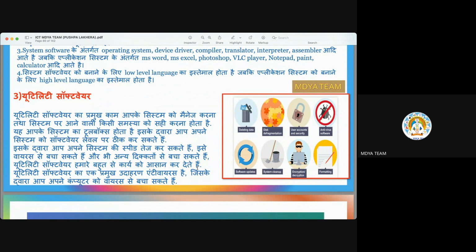One example will be antivirus. Some examples are given here. You make the system more secure. You can manage your accounts. Antivirus software you can use to protect your system from viruses or from any corrupt file. You can delete data. Software updates can be done automatically. You can clean up your system, and you can format any document or any presentation. So that way we cover here.